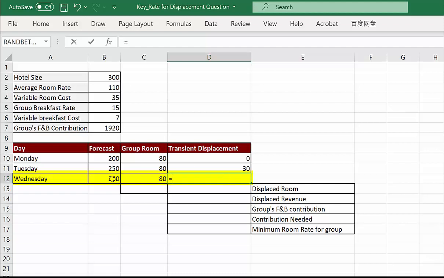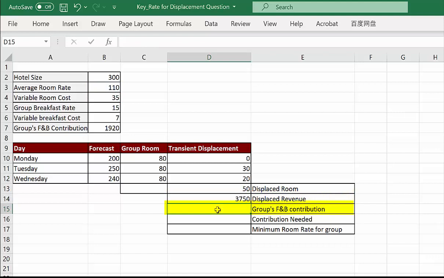And on Wednesday, we have 240 transient demand plus the 80 group demand. It also exceeds 300, so we need to displace 20 transient guests if we accept the group. So in total, for the 3 days, we will need to displace 50 rooms for the transient guests. So the displaced revenue will be the 50 rooms displaced times the contribution of selling each room. So we will have 110 subtract 35.